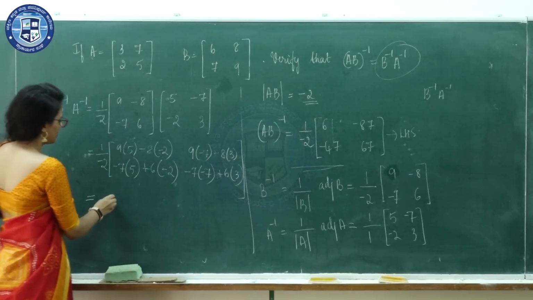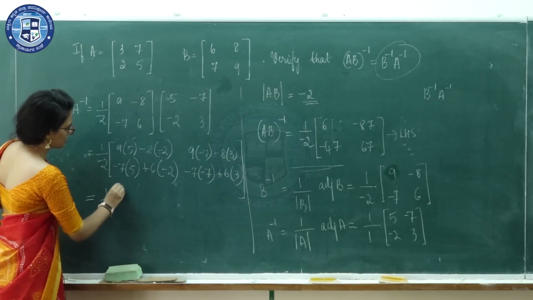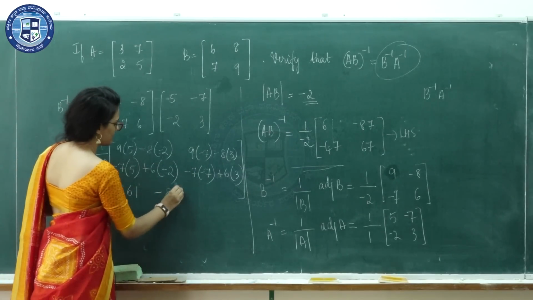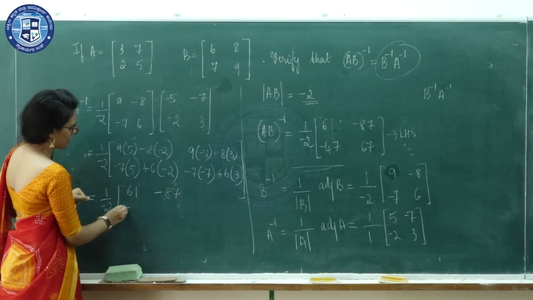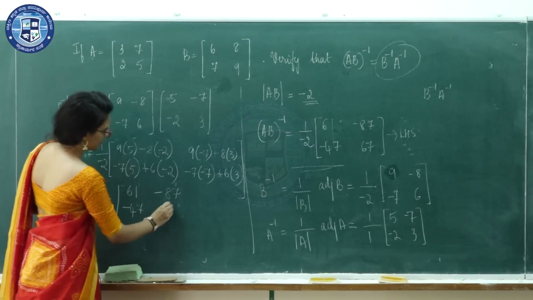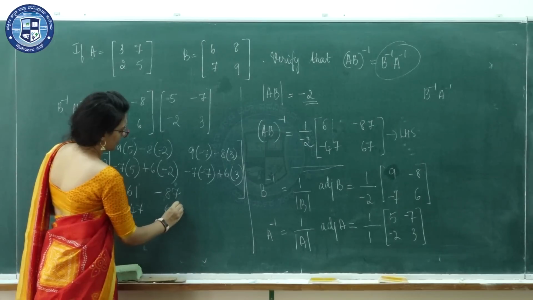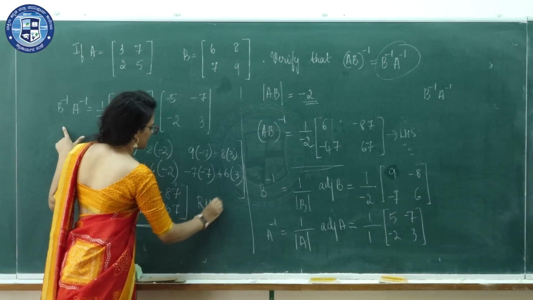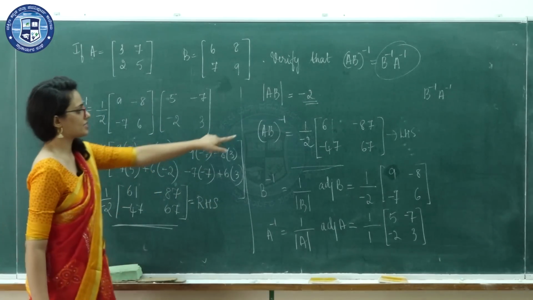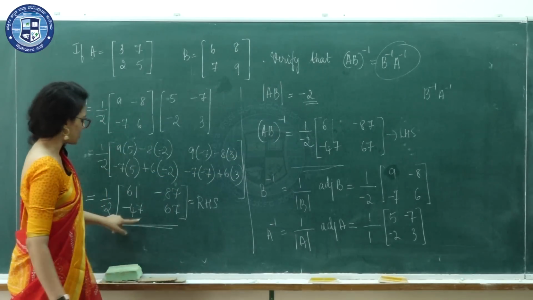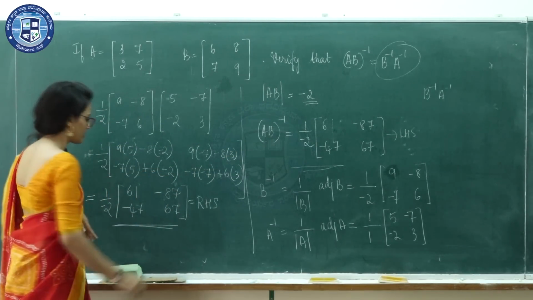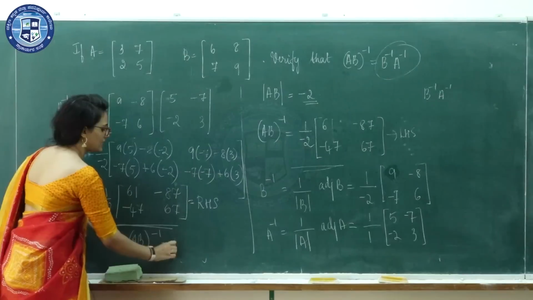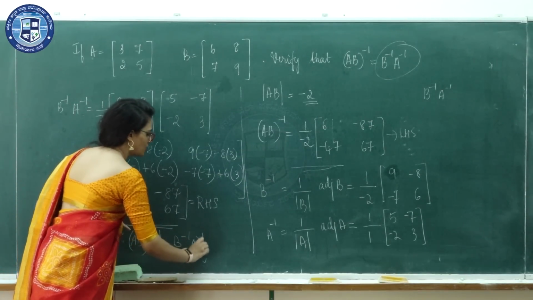Okay. So when you calculate, you get 1 by minus 2, the value here is 61, this is minus 87, this value is minus 47, and this is 67. Okay. So now let us compare. Now this is our right hand side, correct? Okay. Now let us compare left hand side and right hand side. See these two matrices, they are same. So we can conclude, therefore, AB the whole inverse is equal to B inverse into A inverse.